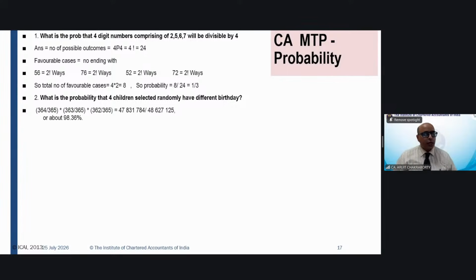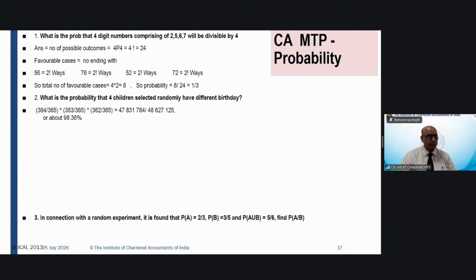In this way, for the third child, out of possible 365 days, his favorable days will be 363, because 2 days are already gone. The first day is the birthday of the first child, the second day is the birthday of the second child. So for 4 children, the answer will be 365 by 365 multiplied by 364 by 365, then multiplied by 363 by 365. And for the fourth child, the probability is 362 by 365. It's a huge number, approximately boils down to 98.36.